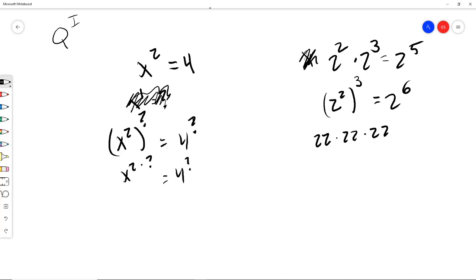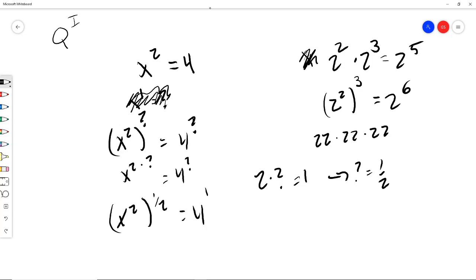And what we set up here is we want this to be 1. So 2 times question mark is equal to 1. Therefore, the question mark is equal to 1/2. So what I'm saying here is the way to undo a squared is to put it to the 1/2. And that's what you've seen before. That's where square roots come from, right?